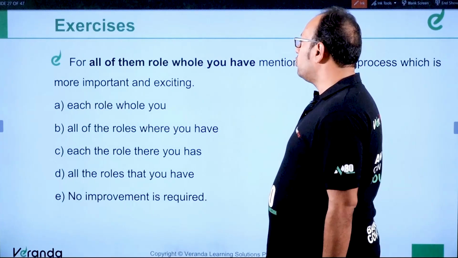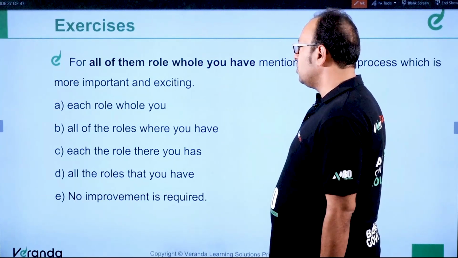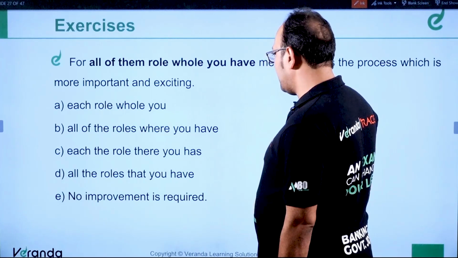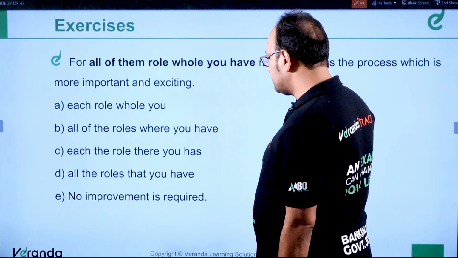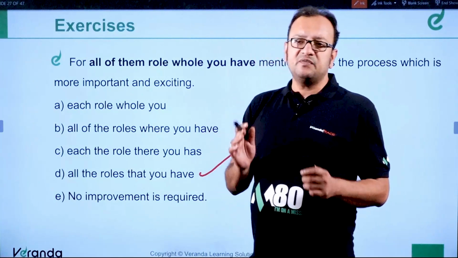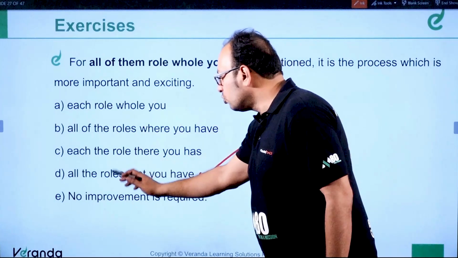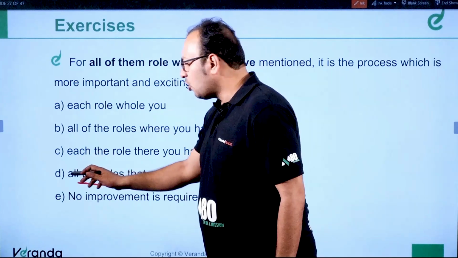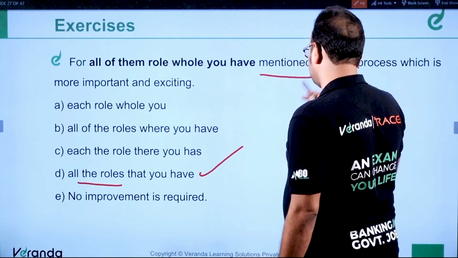For all of them you have mentioned, it is the process which is more important and exciting. For all the rules that you have mentioned, this is the correct answer. I'll tell you why. If I answer some question, I'll give justification to the answer. For all the rules. So this is the noun which is defined by all, the adjective. For all the rules that you have mentioned.